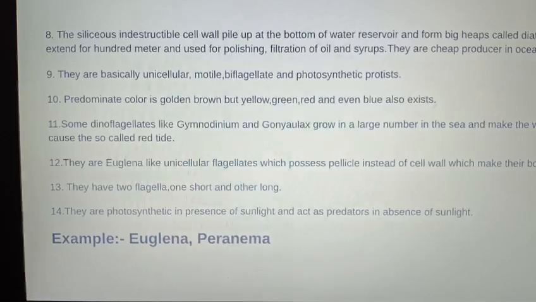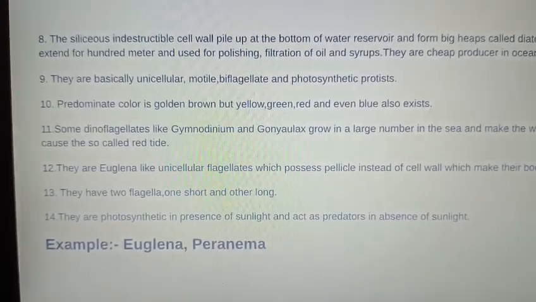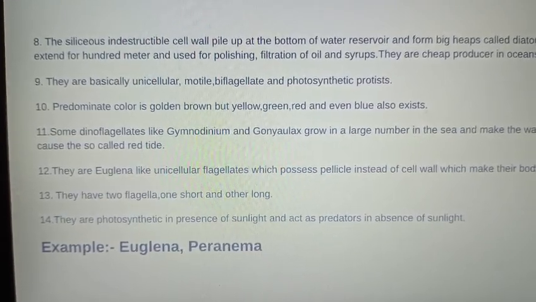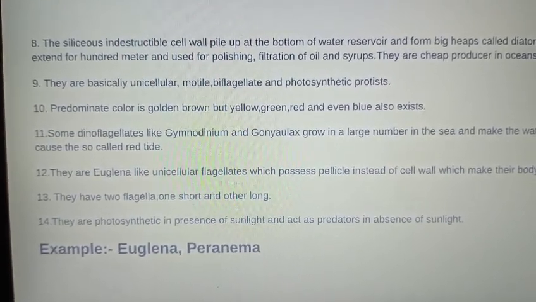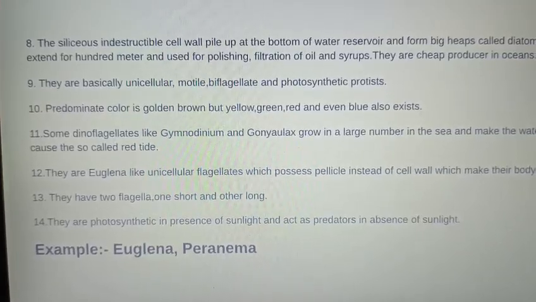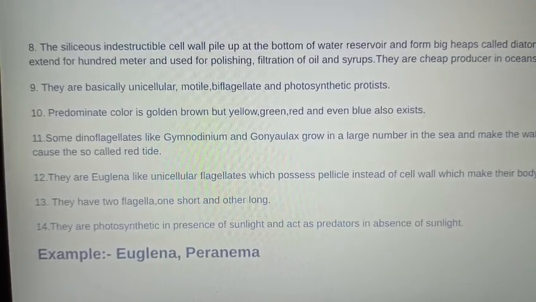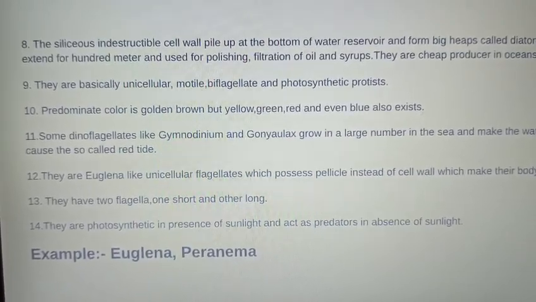Okay, 10th point. Predominant color is golden brown, but yellow, green, red and even blue also exist. The most famous and predominant color of Protista is golden brown, but they are present in yellow, green, red and even in blue color also.